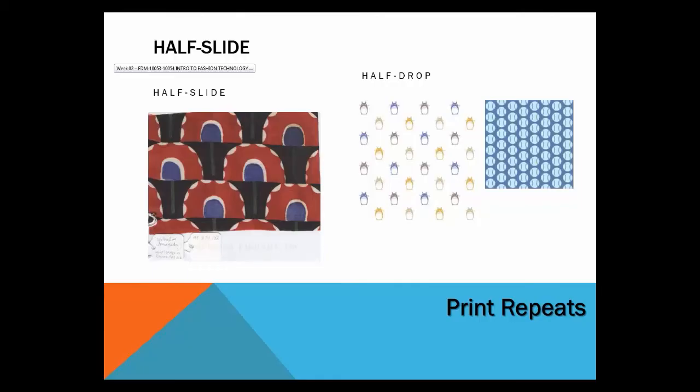Here's a half slide, also known as brick. Notice the 2 half drops. Again, notice that the half drop gives it a more dynamic visual effect. Same thing with the half slide. The half slide shifts on the left row, which is different than the half drop, which shifts on the next column.